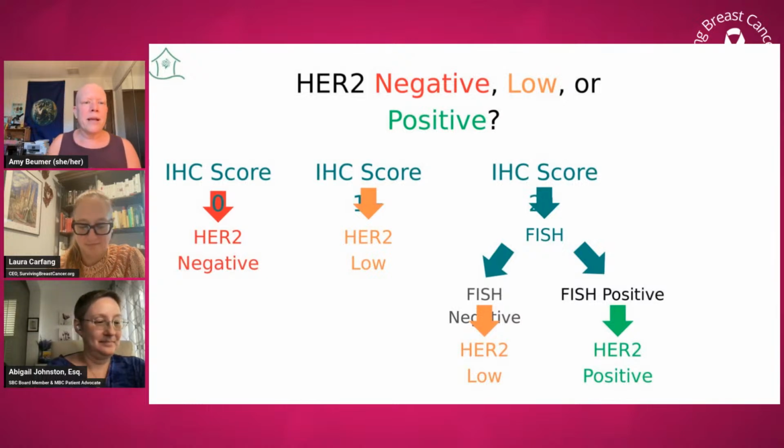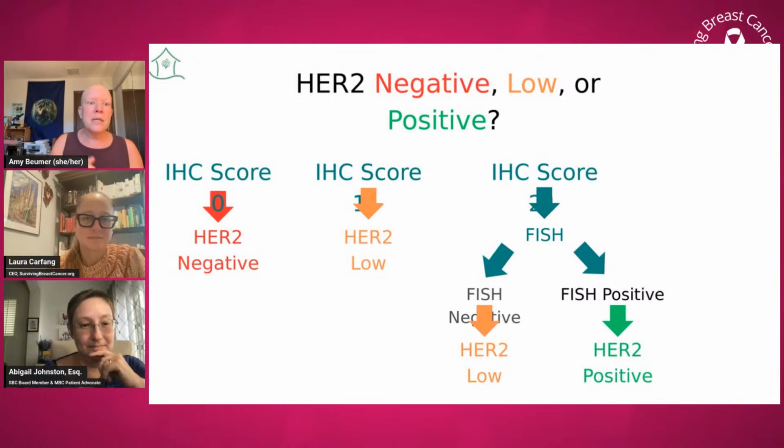Too deeply. Well, we're not going to go into it at all. All you need to know is if the FISH is negative, then your cancer is HER2 low. If FISH is positive, then HER2 positive. All right. So the only one that's weird, again, is this IHC score 2+.